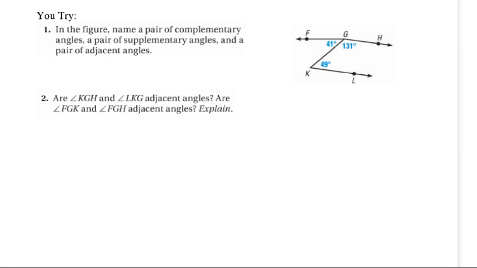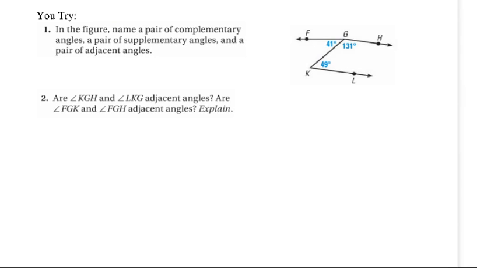All right, now that you're ready to check your answer, your complementary angles have to add up to be 90 degrees, so that would be FGK. So our angle 41 degrees, and angle GKL, which is 49 degrees. So 41 plus 49 does equal 90.